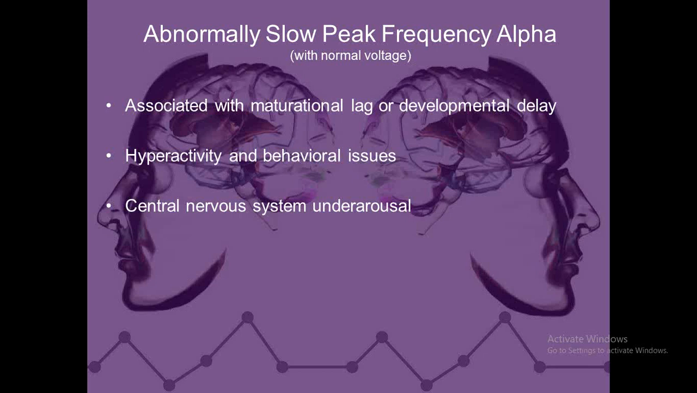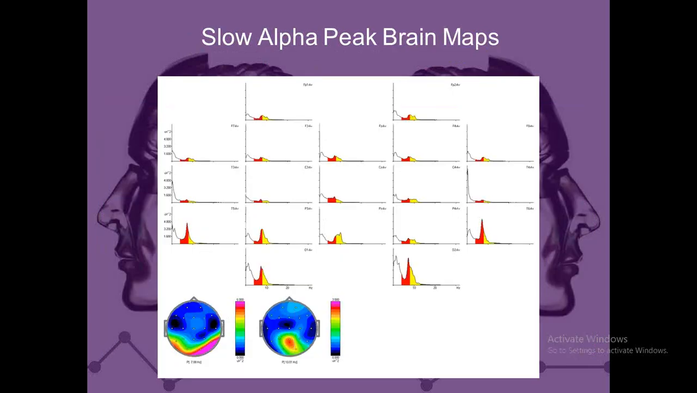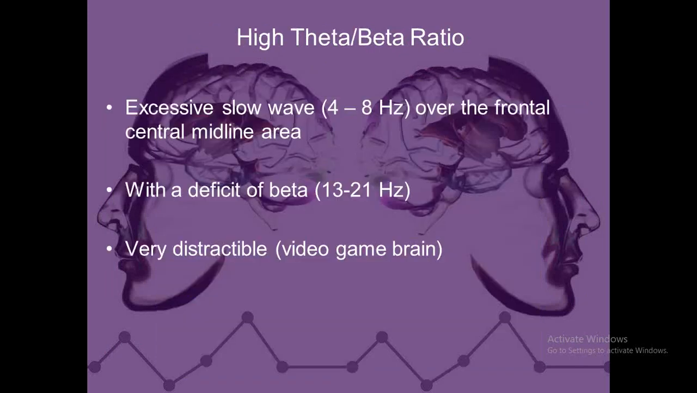Hyperactivity and behavioral issues are often common to this population, and the central nervous system is underaroused. And this is how it looks on the EEG. It's very slow, but it's usually pretty high amplitude, as children's amplitudes are much higher than adults. But this is in a 14-year-old male, and obviously this is not a good thing for a 14-year-old male. You can see, I love these maps that are color-coded, so the theta is red and the alpha is yellow. You can see how skewed this is to the left, and we do have an underaroused brain with ADHD.